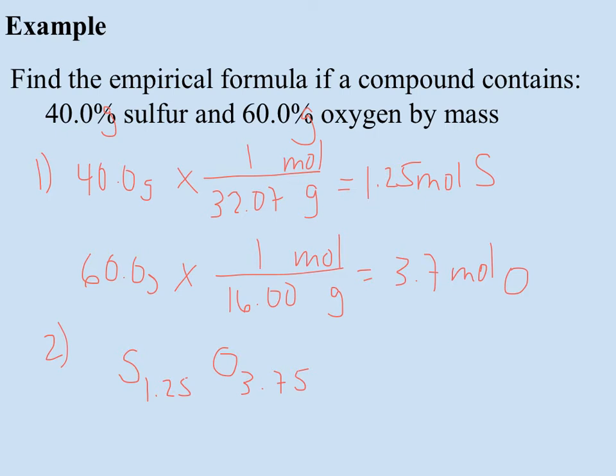My third step now is to go ahead and divide by the smallest amount, the smallest subscript I came up with, which is the 1.25. And when I do that, I get S1O3, or we would just write it SO3. And that's my empirical formula.